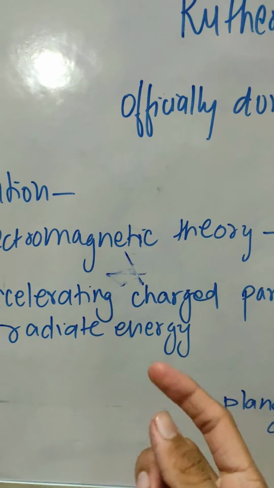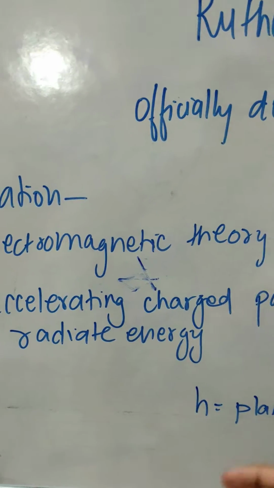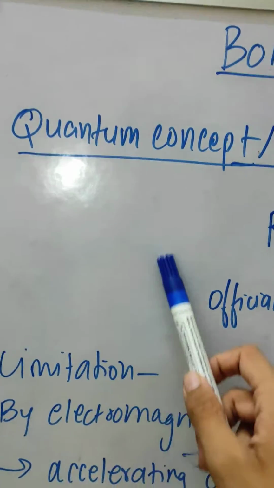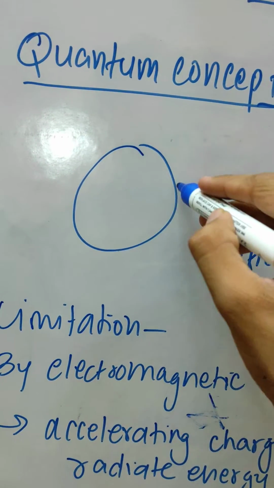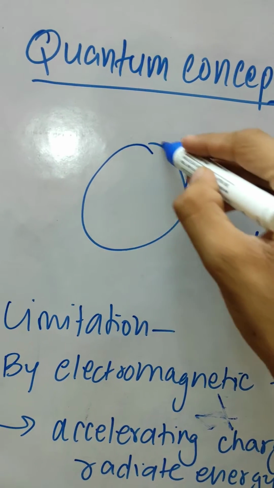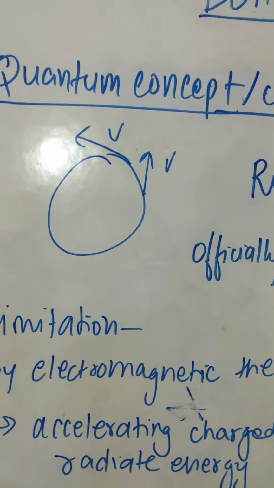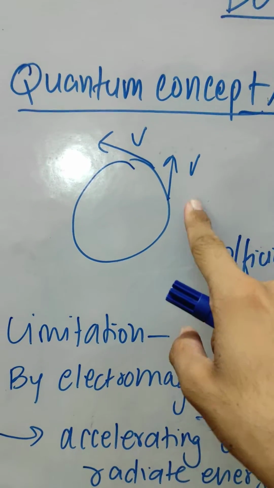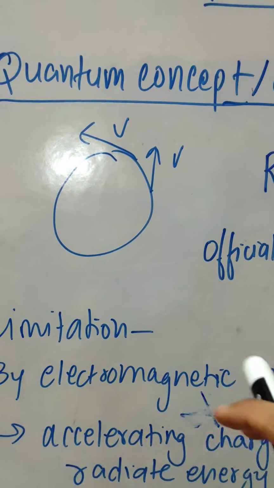So if we have a charged particle such as an electron which is accelerating, it would radiate energy. Now, if we are in a circular motion, we know that at every point the velocity is changing because the direction is changing. So acceleration is nothing but the change in velocity per time. Now the velocity is changing, and therefore there is some acceleration in a circular orbit or circular path.